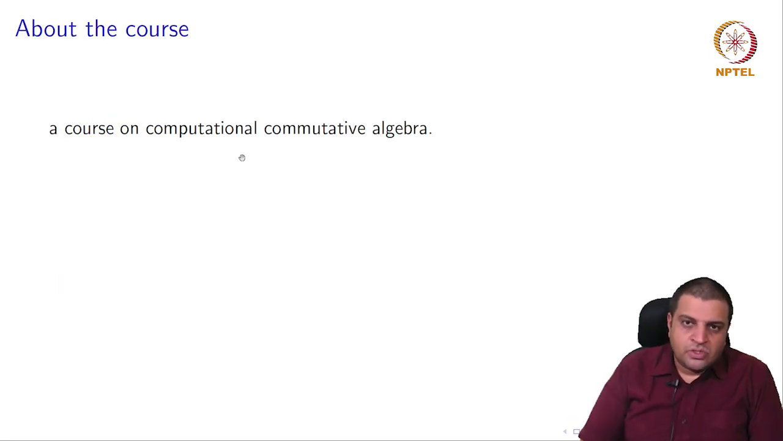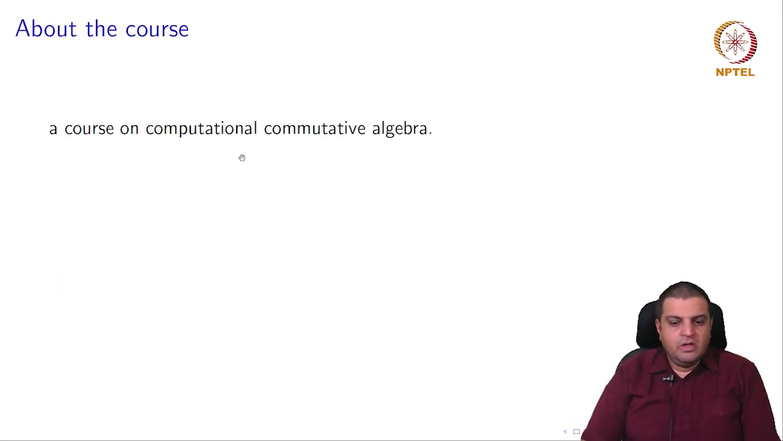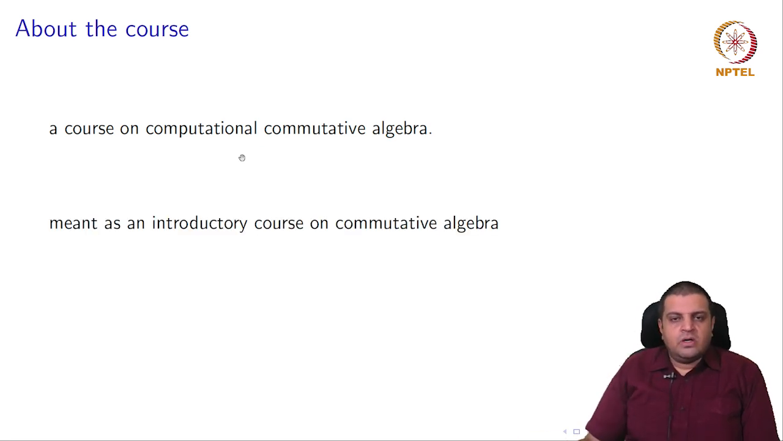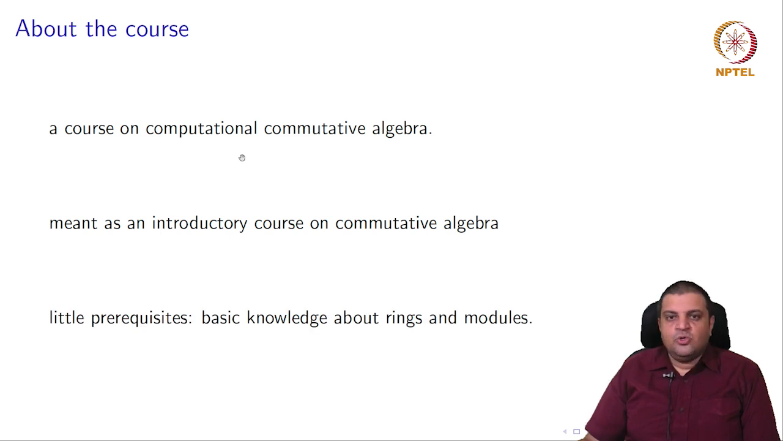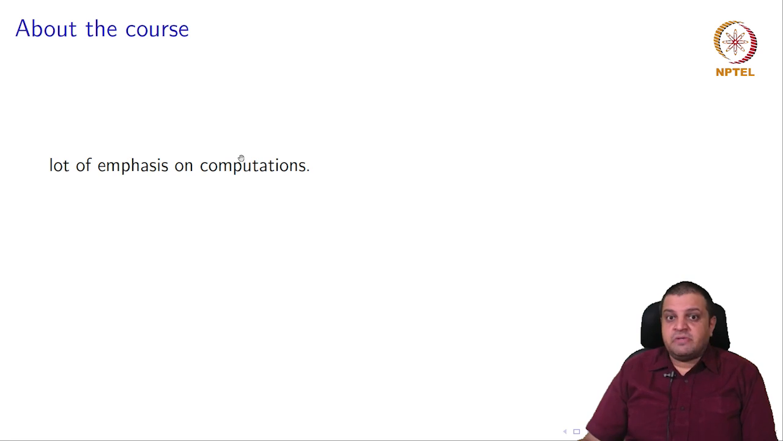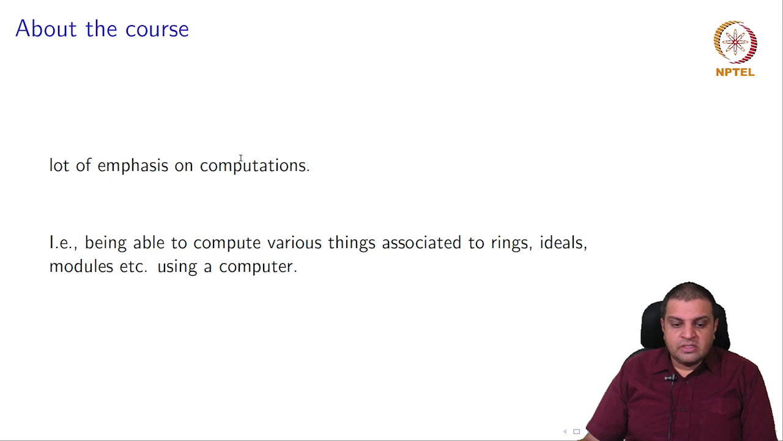So this is a course on computational commutative algebra. It is meant as an introductory course in commutative algebra, which means that we don't assume a lot of prerequisites. Basic knowledge about rings and modules would be more than enough. And everything else about commutative algebra we will develop in the course. At the same time, we will also put a lot of emphasis on computations. In other words, what are things that can be computed about rings or ideals algorithmically.